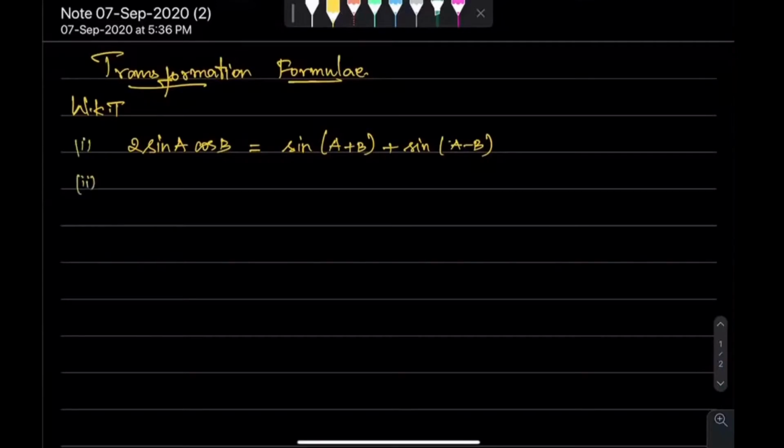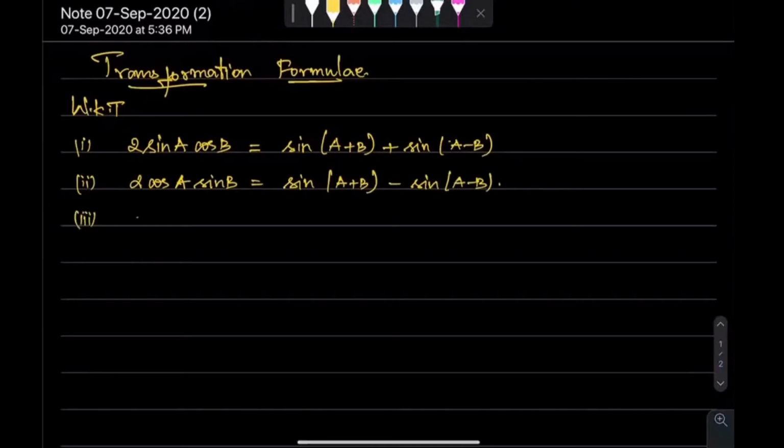We have written this already. What is 2 cos A sin B? Which is going to be the difference: sin(A plus B) minus sin(A minus B). You remember this, children? How we got all this? We have done this in the previous session. I want you to go through it.